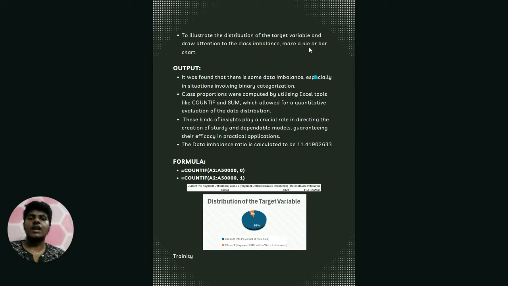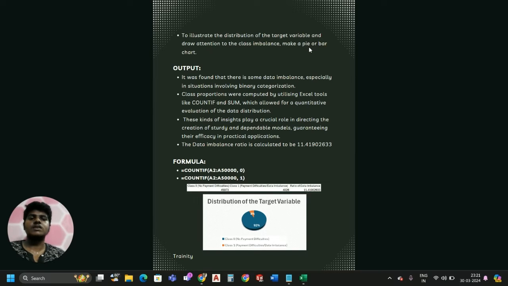Moving to the next task, analyze data imbalance. Data distributional imbalances may have an impact on the correctness of a study, particularly in cases where binary classification is involved. Thus, a comprehensive understanding of the data distribution is necessary for the construction of reliable models. Check to see if the dataset of loan applications has any imbalances, then calculate the imbalance ratio using Excel functions. To get the relative proportion of each category, use Excel's countif and sum functions and compare the frequency of each class to determine the extent of the data imbalance. Let us go to the Excel sheet.